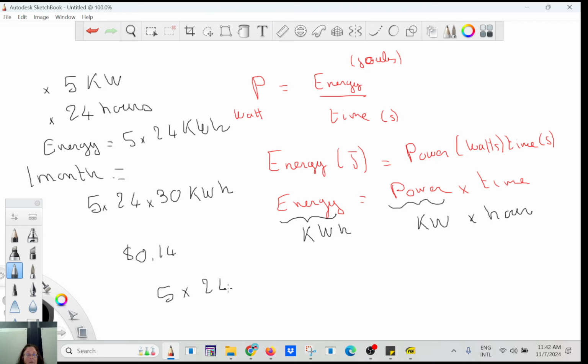5 times 24 times 30 times 14 cents. How much is that in dollars? So that's per kilowatt hour. So how much do we get in dollars? 5 times 24 times 30 times 14 cents. Oh, it's expensive. 504 dollars. You see, AC, yeah? But I don't know if 5 kilowatt is right. I don't know.